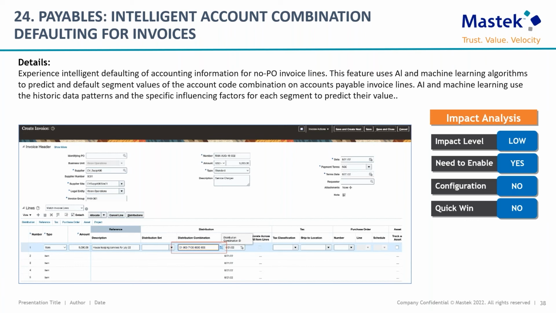Once enabled and configured, as soon as we try to create an AP invoice, the system will default the distribution combination based on the past invoices that we have already created with the same item type or suppliers. Definitely the user would have the option to change the distribution combination, but it would not need to be entered manually. The system will try to default the distribution combination itself. This feature will heavily rely on machine learning algorithms from the Oracle side.